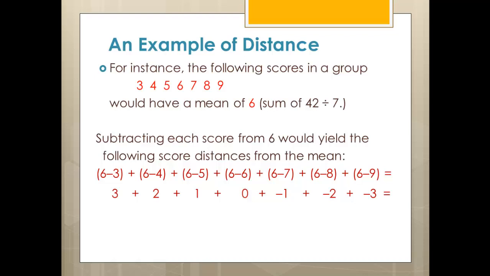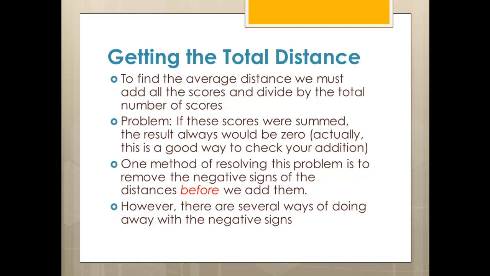If we wanted to find the average deviation score to figure out how heterogeneous or how homogeneous our data points are, we can just add them all up and divide by the number of deviation scores that there are. The issue is if you add all the scores up, you're going to get a result of 0. So one method of resolving this problem is to remove the negative signs of the distances before we add them, right?